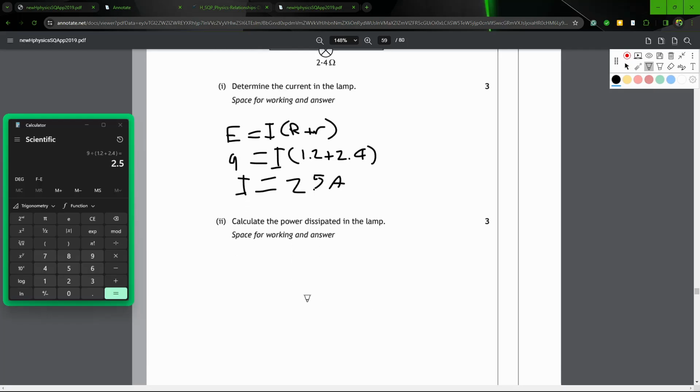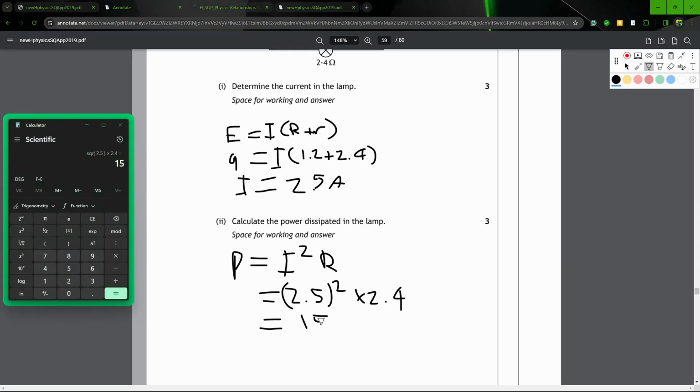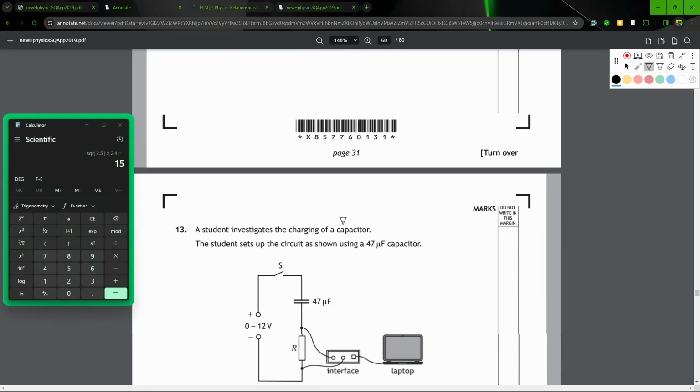Calculate the power dissipated in the lamp. Well, there's plenty of power equations to go around, but I know we have resistance and we have current, so I'm going to use P equals I squared R. I squared is 2.5 squared, times R, which is 2.4. Let's see what we get. We get 15 watts exactly.